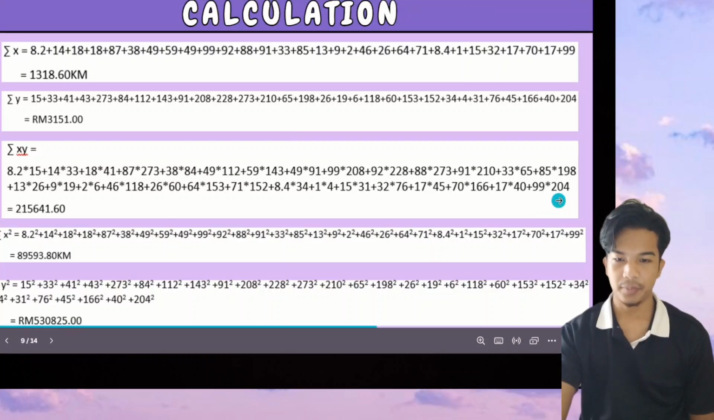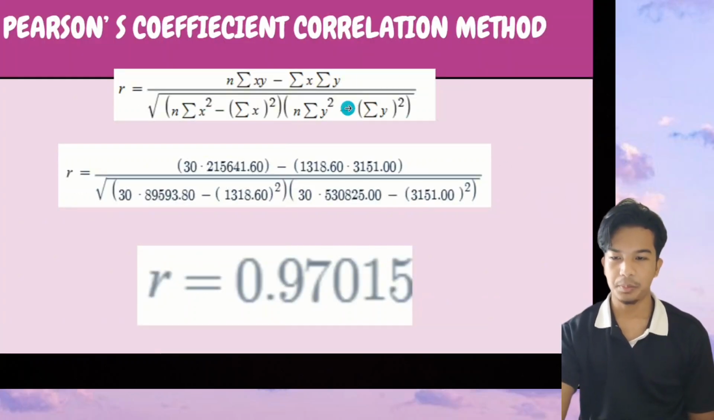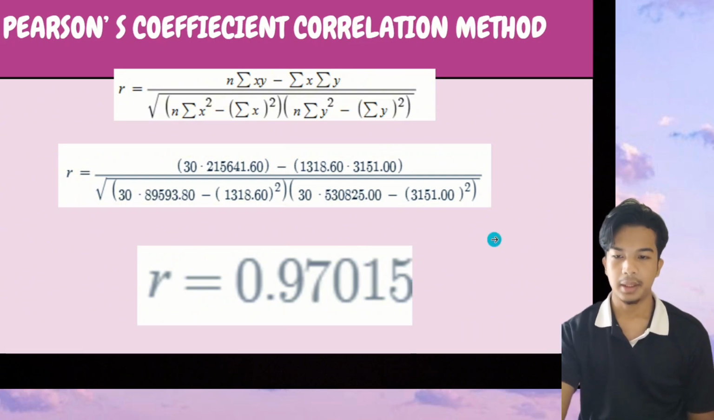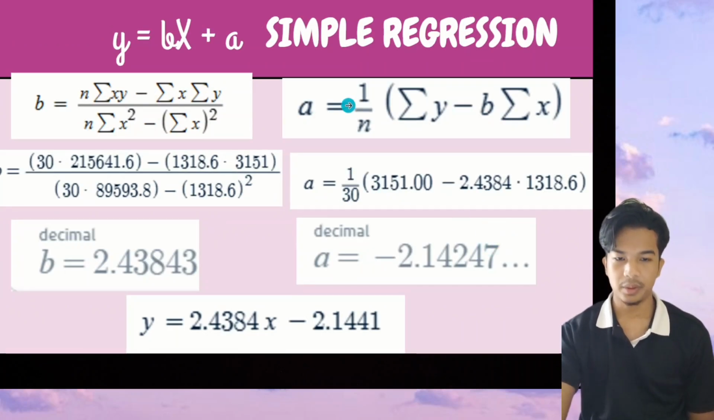So the next slide, using the Pearson correlation coefficient method for the R. This is the formula for R, and I calculate to get 0.97015.